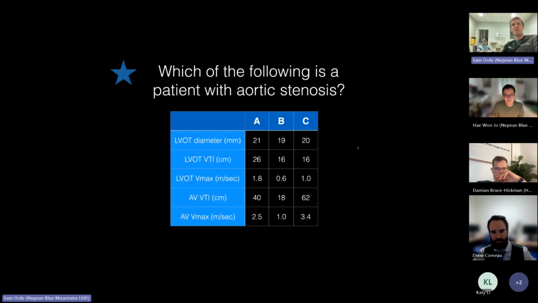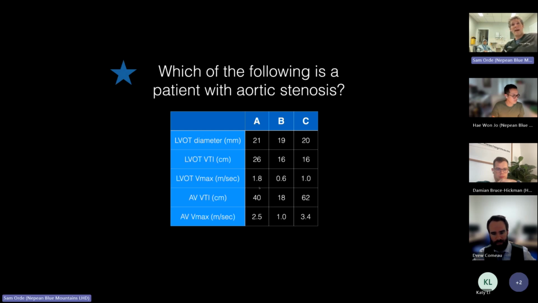What would B be? So give me an example of what pathology B would give you. So you've got a diameter that's kind of normal at 19. We've got a VTI that's low. We've got a Vmax that's low, normal being about 1. We've got a VTI that's 18, which is similar to the LVOT VTI, and you've got a low aortic valve Vmax. So what pathology could give you that? Like a low flow gradient. And what do you mean, low flow gradient from what? Some severe LV dysfunction. Perfect. Yeah, cardiogenic shock. Beautiful.